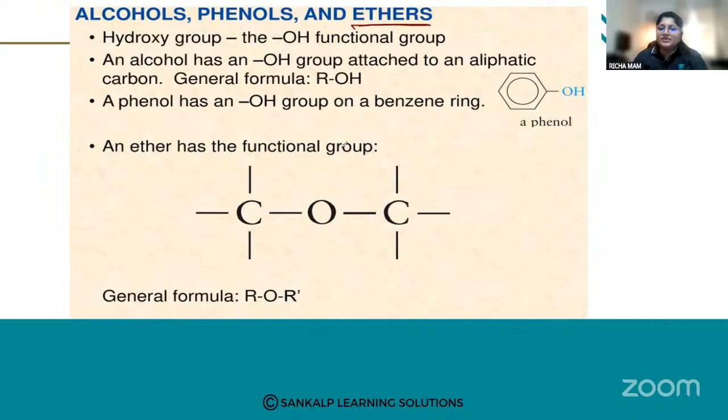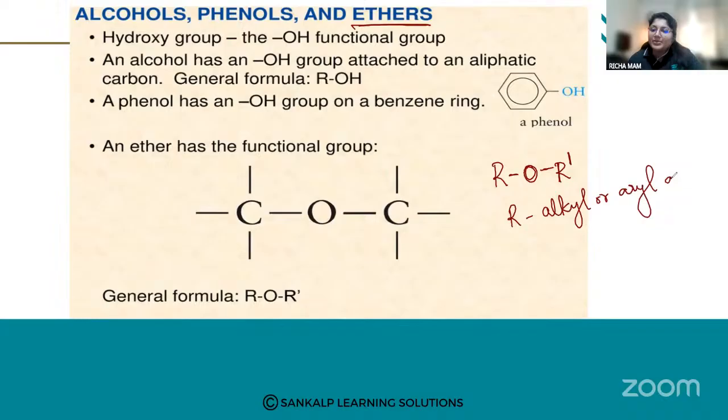Ethers are represented as ROR'. So they have this linkage, the ROR' linkage. R and R' are alkyl, it can be any alkyl or it can be an aryl group.